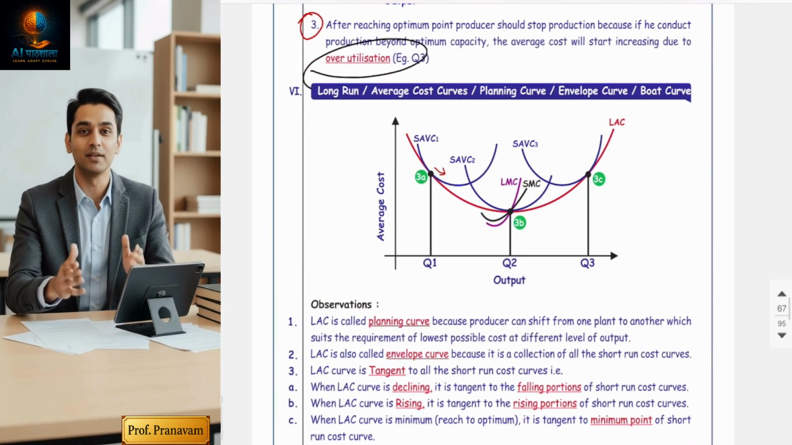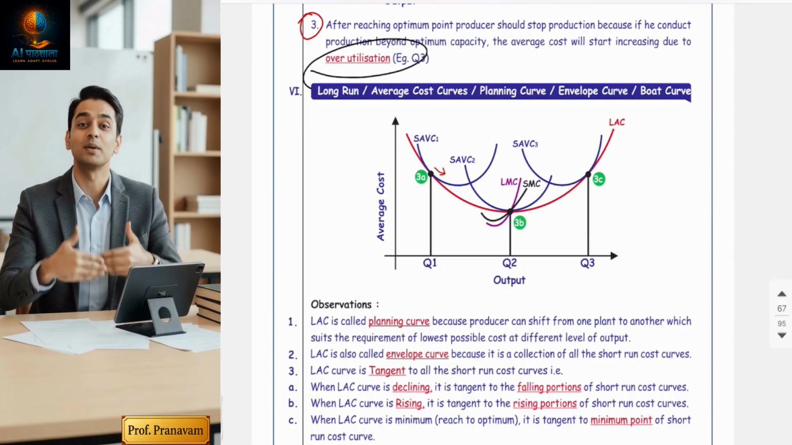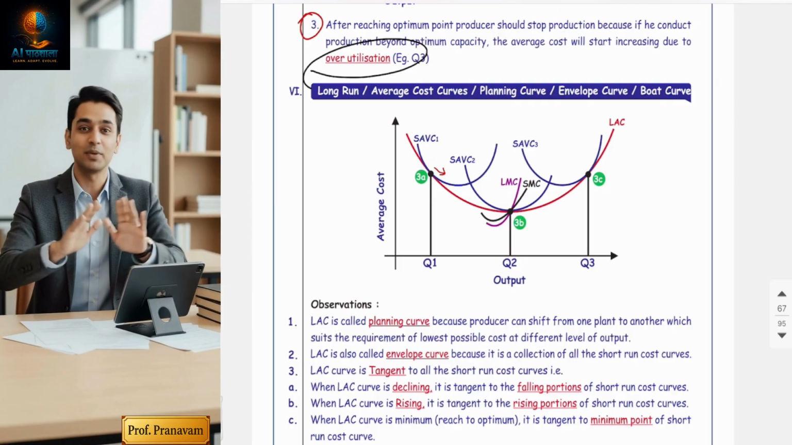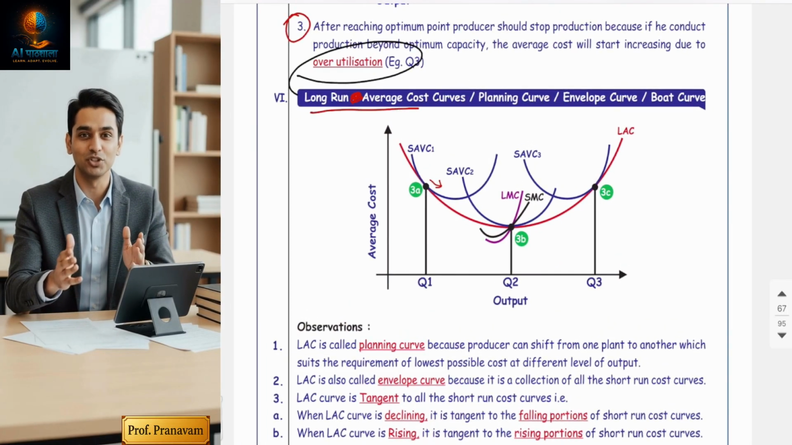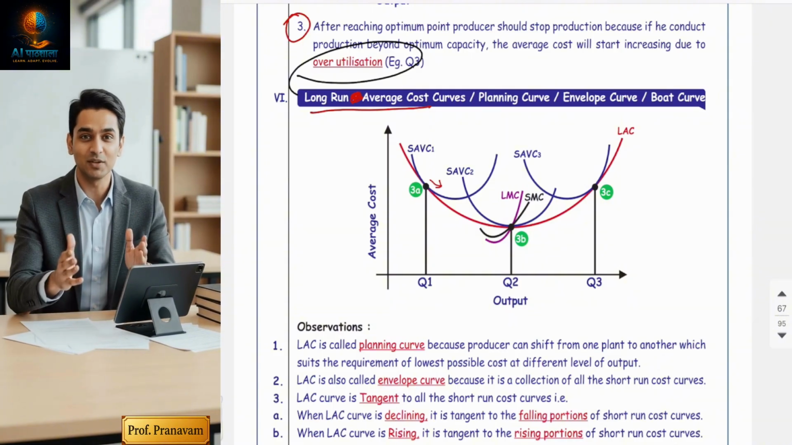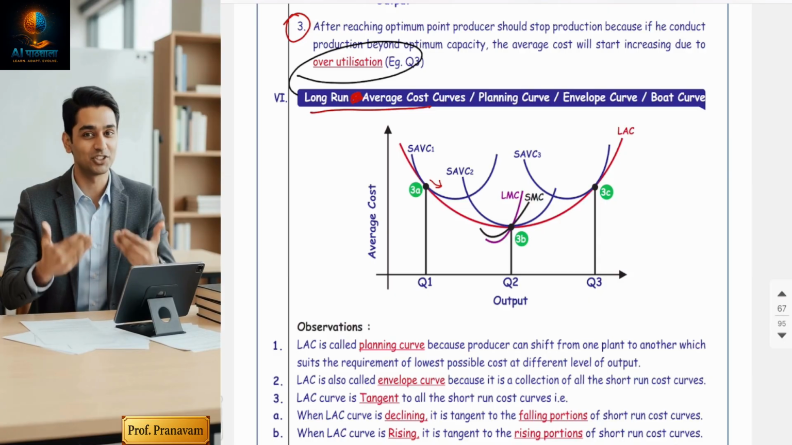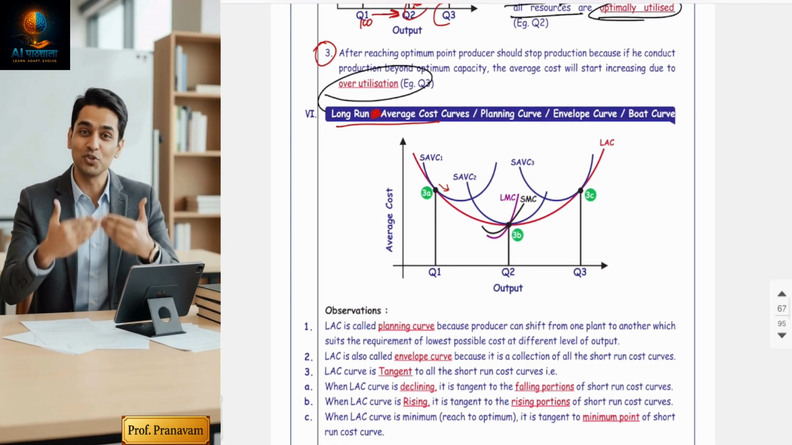Now my short run cost curves are over. Let's get into the last topic, long run average cost curve. Friends, the long run average cost curve has been derived from the short run only. Now, just 6 points to remember in the long run. I'm going to explain how this cost has been derived.